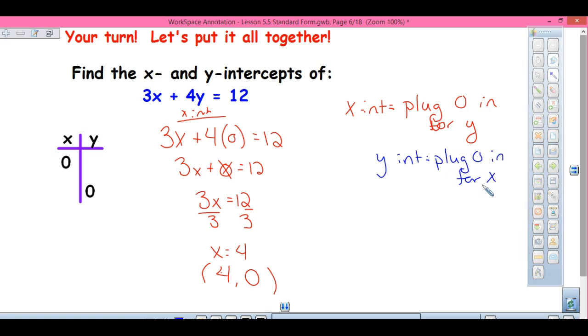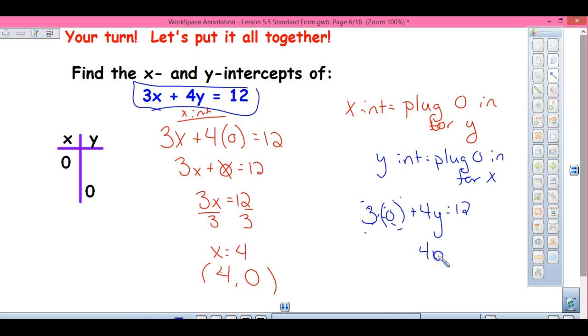Okay, so we got to go back to the original equation. We have 3 times, what am I plugging in for x? 0, plus 4y equals 12. What's 3 times 0? 0. So this goes away, right? So 4y equals 12. Divide by 4, y equals 3.